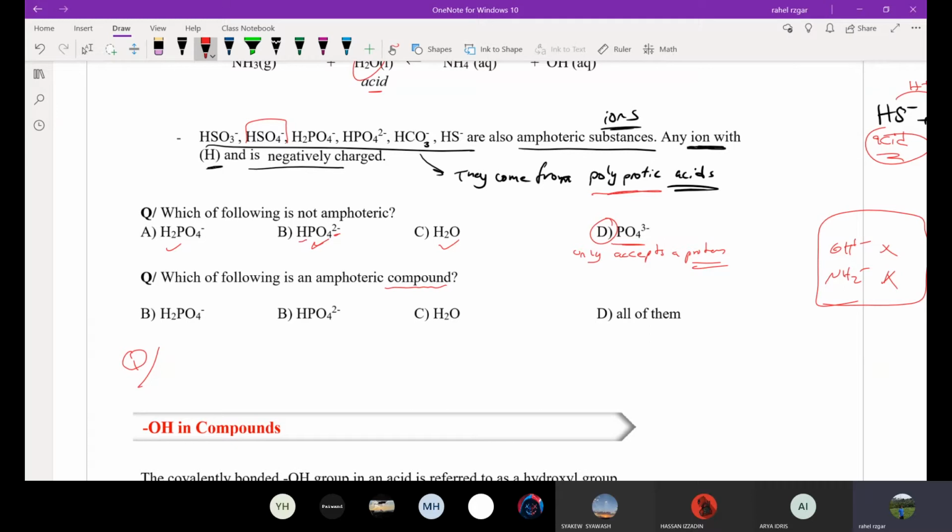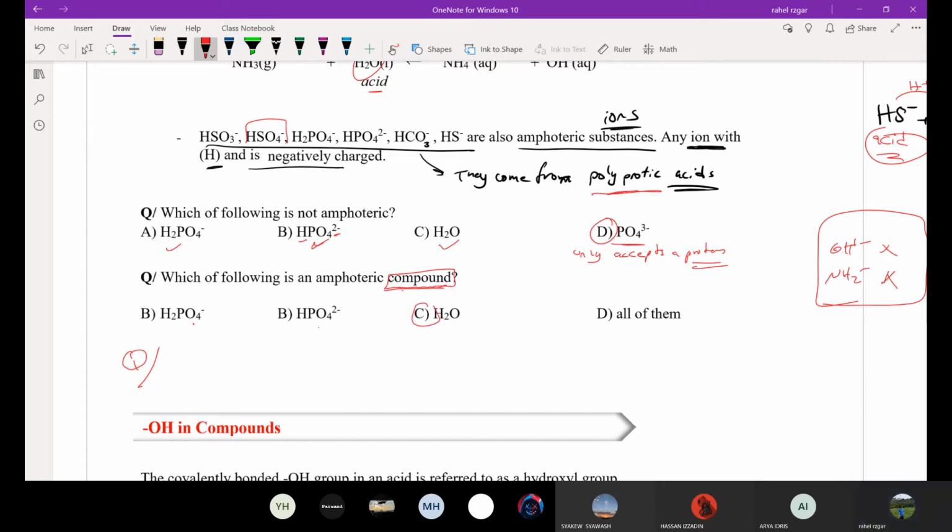Sometimes a student might not see a word, or the question is kind of tricky. You just need to understand the question. It's always easy to solve, but you just have to understand it. In here, when it says a compound, you have to look for only a compound. Some students forget about this and they choose D. Yes, H2PO4 is amphoteric, HPO4 is also amphoteric, H2O is also amphoteric. All of the three are amphoteric, but only one of them is a compound. That's why the answer is C.